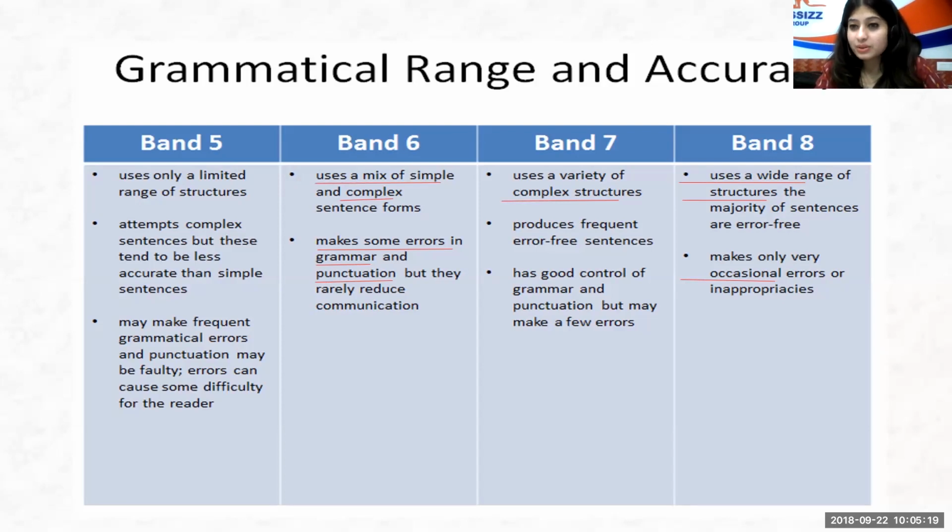Okay, moving on to grammatical range now, let me explain three main types of sentences: simple, compound, and complex. If you look at band 7, the first line itself states to make use of complex structures. And there are a lot of people who would be telling you, use the complex structure, use the complex structure. So let's actually see what the complex structure is.